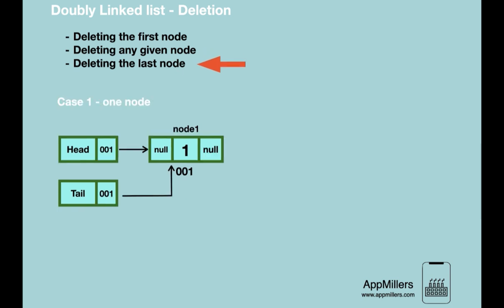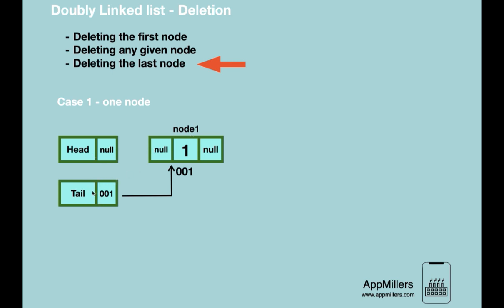So here again we have two cases. The first case is in which we have only one node in our double linked list. So it's similar the way that we deleted when we delete first node from double linked list. So here we are setting the head reference to null. So by setting this, the link between head and node 1 gets deleted.